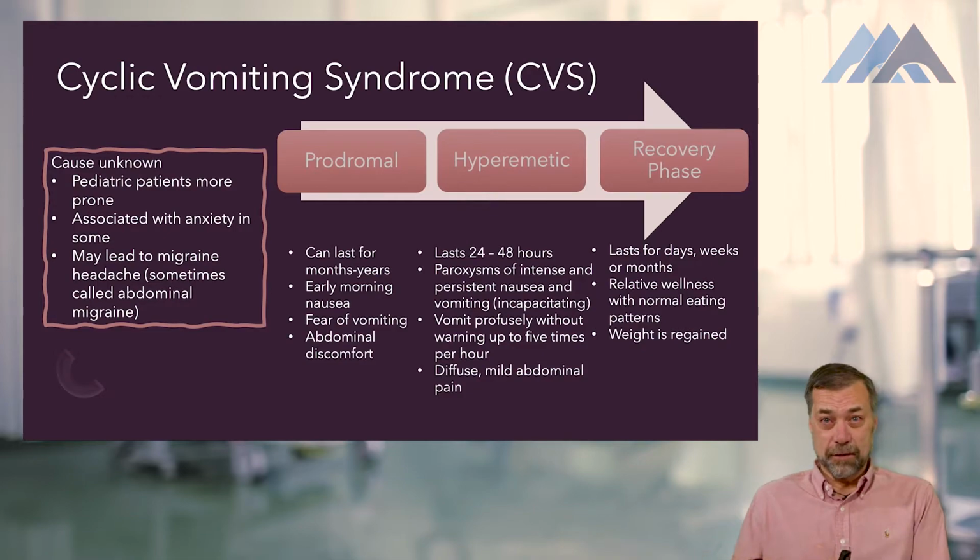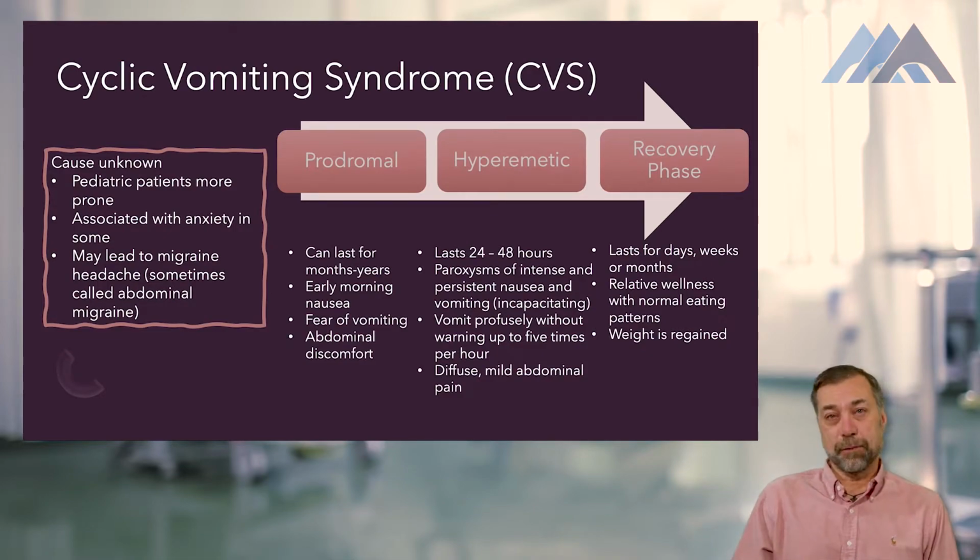But then they go into the second phase, which is the hyperemetic phase. And this can be a very uncomfortable phase for the patient. It can last anywhere from 24 to 48 hours, where they have paroxysms of intense and persistent nausea and vomiting. And during this phase, the patient may throw up as much as 5 to 6 times per hour. So it can be a very, very uncomfortable time for the patient. They can actually be incapacitated during this time and not able to go about their activities of daily living, and they may continue to have diffuse mild abdominal pain.